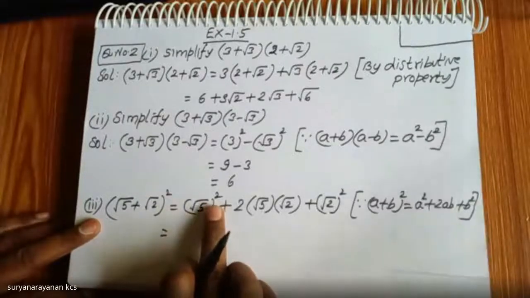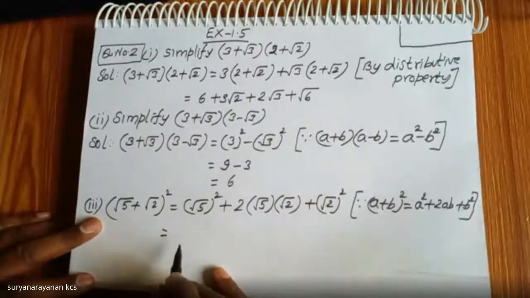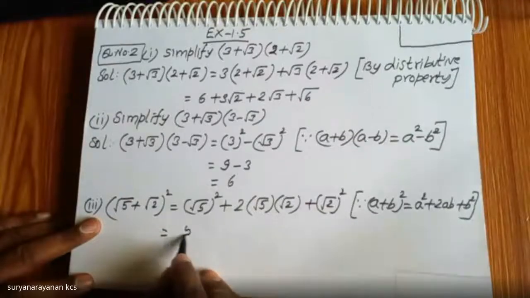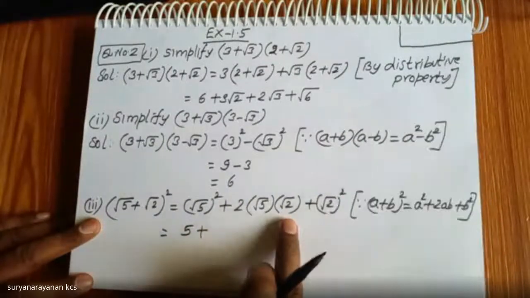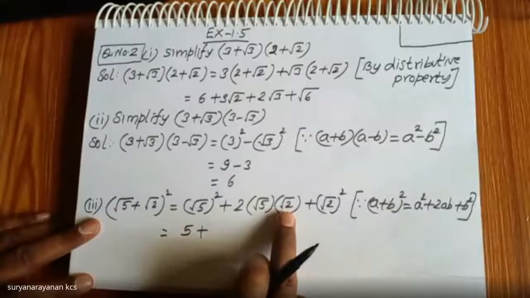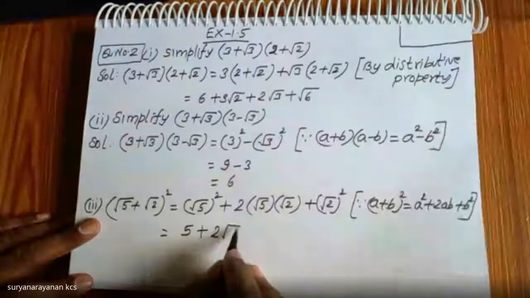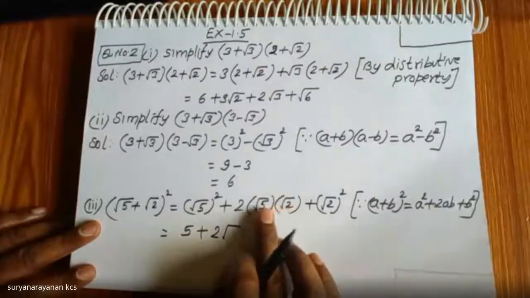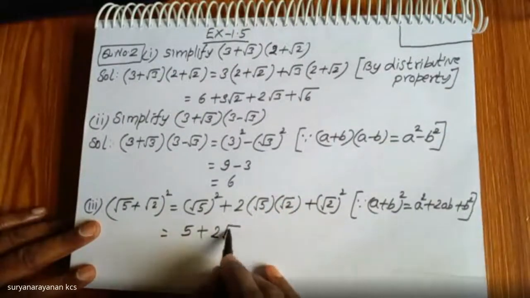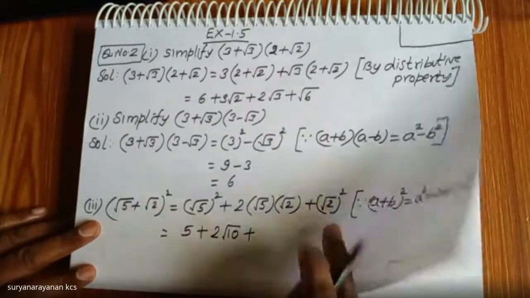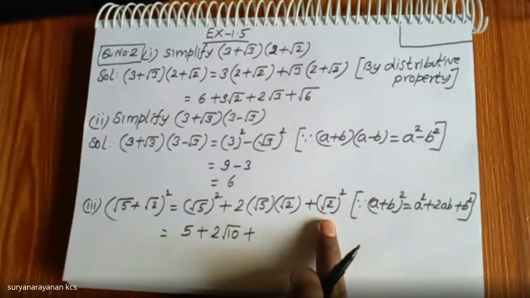Root 5 whole square. What is it? Yes, my dear Bibina, tell me. Sir, 5. Yes, 5 plus. Now come to the second term, 2 into root 5 into root 2. First multiply these two. 2 root, what will you get here? Sir, 10. Yes, very good. Multiply here root 5 into root 2, it is multiplication, not addition, so 2 root 10. What is the value of the third term? Sir, 2. Yes, very good.